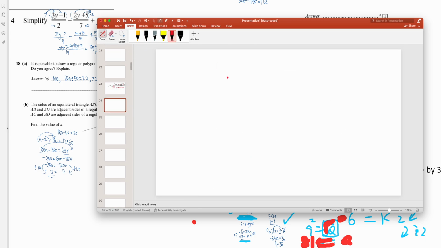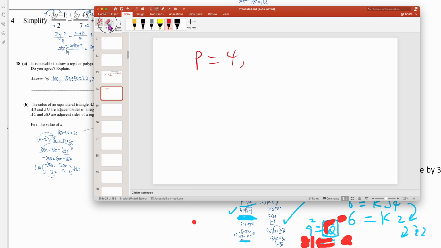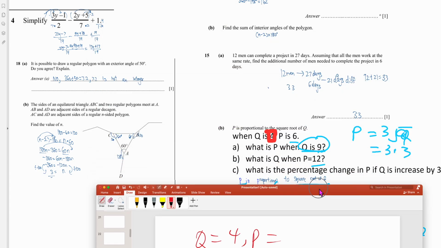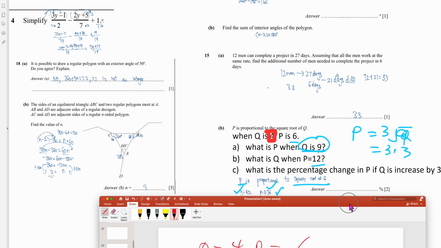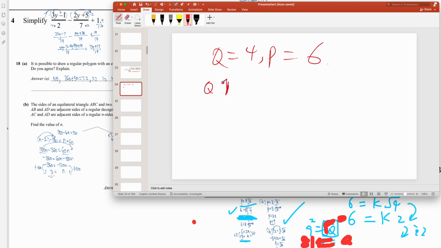Okay, so maybe we don't do 300% first. So let's say Q equals to 4, P equals to 6, right? I think you need to focus on the last question. I think in the last question, sure, it's very common. They say Q increase means up. Increase by 300%. So what is the value of Q? Okay, we don't do 300% first.